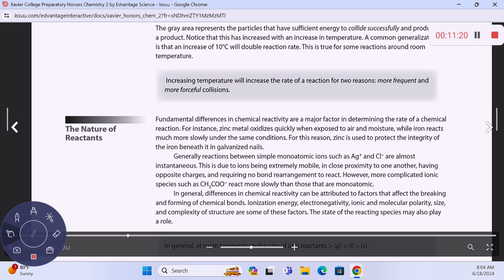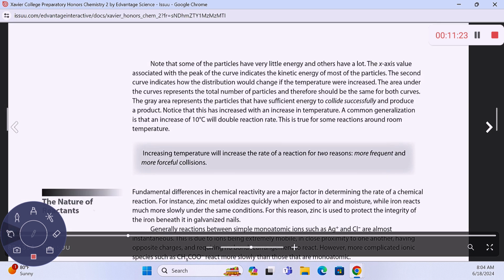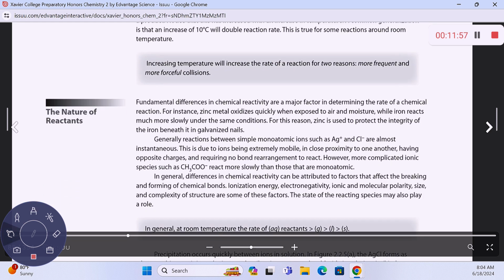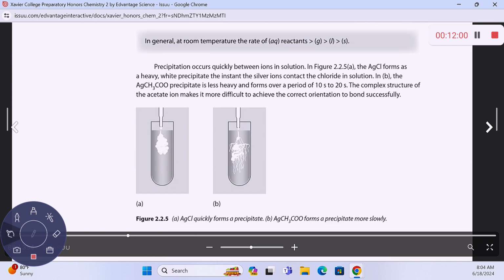Generally speaking, if you've got a reaction and you're going to increase its temperature by 10 degrees Celsius, you will double the reaction rate. This is true for a lot of reactions that occur at room temperature. Okay? Let's talk about the nature of reactants. The state of matter and the chemical structure of a substance will influence how quickly it reacts. So let's come down here and take a look at monoatomic versus polyatomic ions.